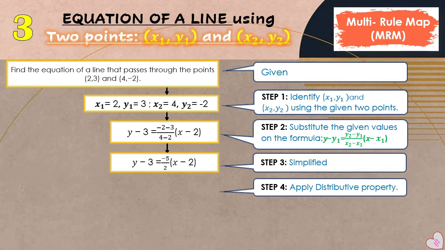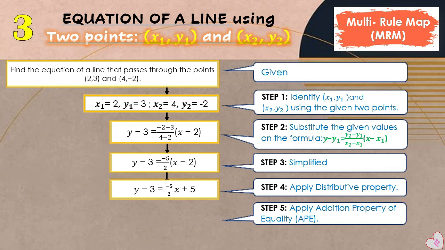Step 4. Apply distributive property. y minus 3 equals, you have to distribute negative 5 over 2 to x. So you have negative 5 over 2x. And then negative 5 over 2 times 2. So you will have positive, negative times negative. And then cancel 2 for the denominator and then 2 for the whole number. That's why you only have 5.